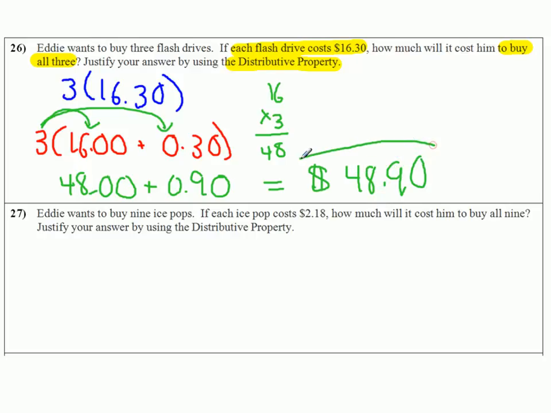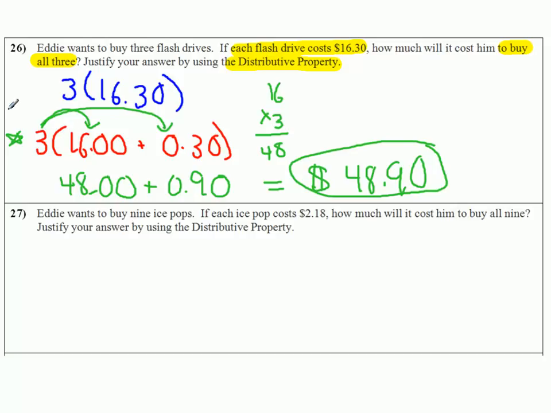$48.90. You can do it just by multiplying 3 times $16.30, but the question is specifically asking you to justify using the distributive property. So you have to have this step in here. You cannot just multiply 3 times $16.30 and get $48.90.